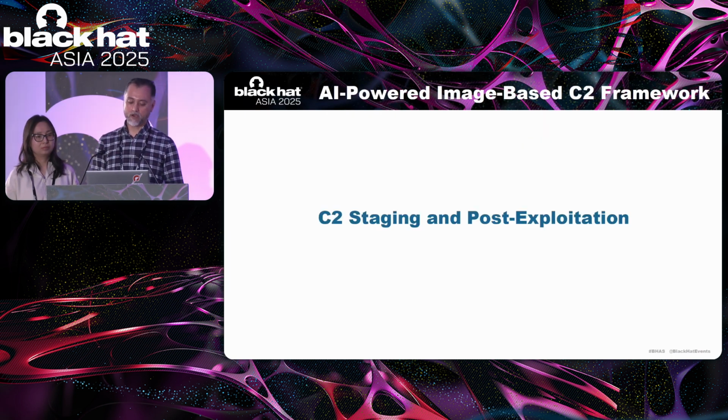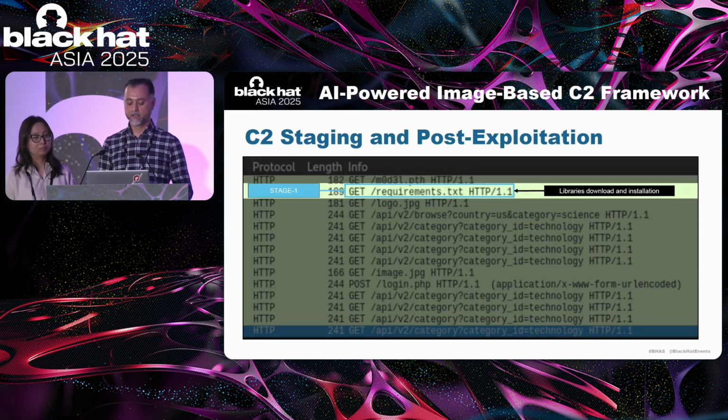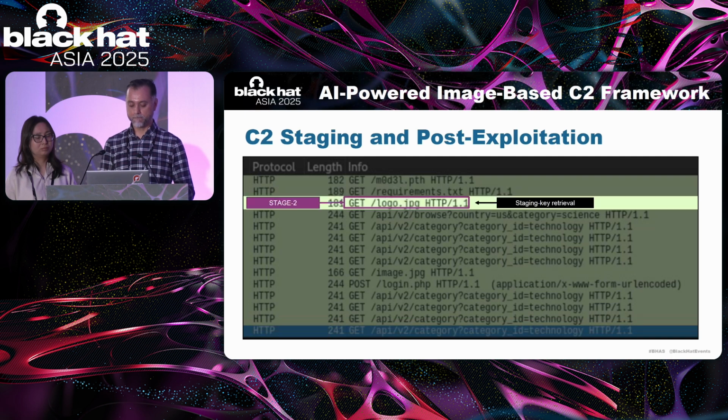So now that we just discussed everything, let's see how it looks under Wireshark. We will discuss the C2 staging and post-exploitation. The very first stage is stage 0. In this case, we are downloading the model. Stage 1 is the downloading of the requirements.txt file, containing all the libraries that are required for the C2 client to process the model.